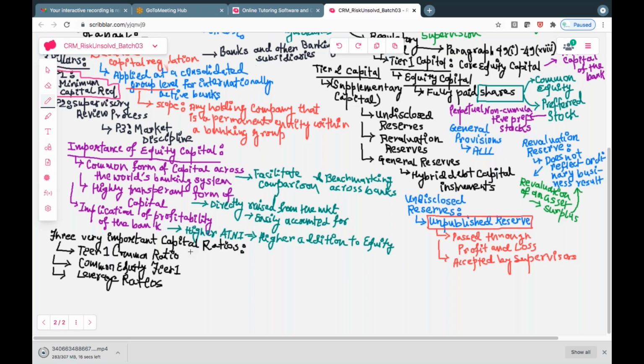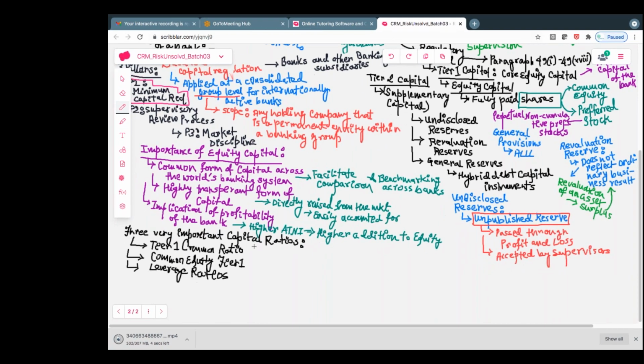That is why tier one capital always remains at the forefront when it comes to absorbing or reserving for unexpected losses. While I talk about the tier one common ratio, one of the important points that comes out over here is that we have the tier one common ratio, the common equity tier one, and the leverage ratio. These are the three broad ratios that we have, right? So this is as far as what we had done in the last class.